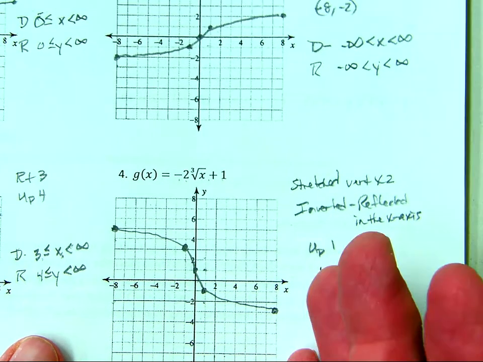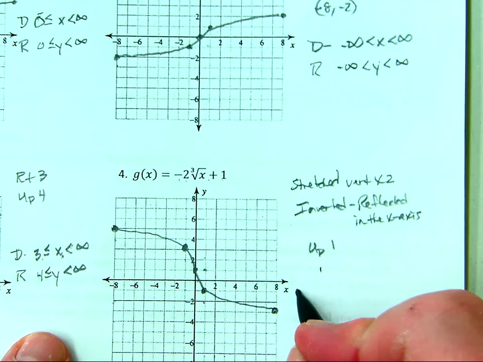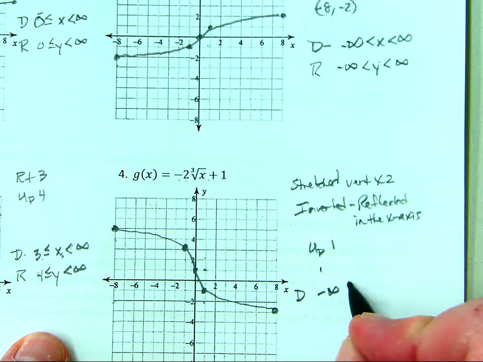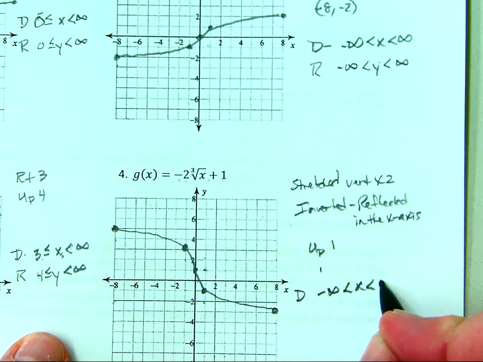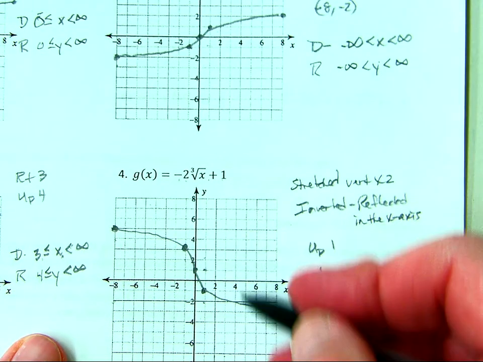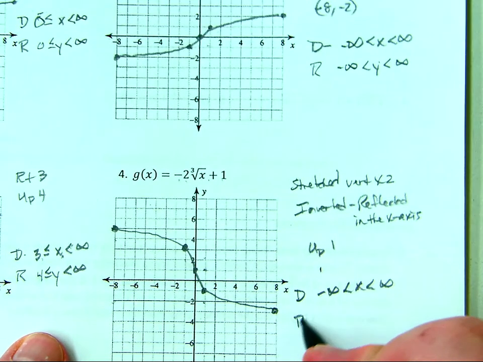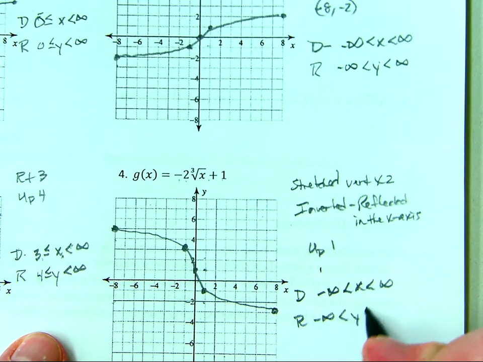Now again, if you look at the domain, well, it goes way left and way right. So our domain is all real numbers, so negative infinity to infinity. Vertically, it keeps going down and keeps going up. So the range is also all real numbers.